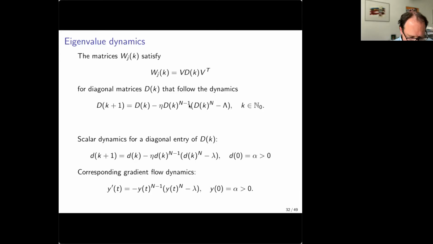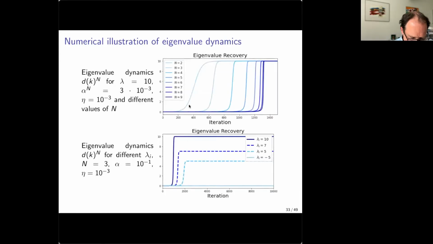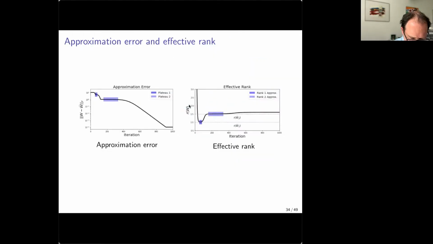And in fact, at least an implicit solution can be given. So again, here's the numerics for this equation now, for different values of lambda and different values of n. Again, you see this effect that I just pointed out. And you also see what happens with the approximation error. The approximation error has what one could call a waterfall behavior: for some time you stay more or less constant. This is where you have an approximation of a certain rank, and then at some point you reach the next rank and so on.